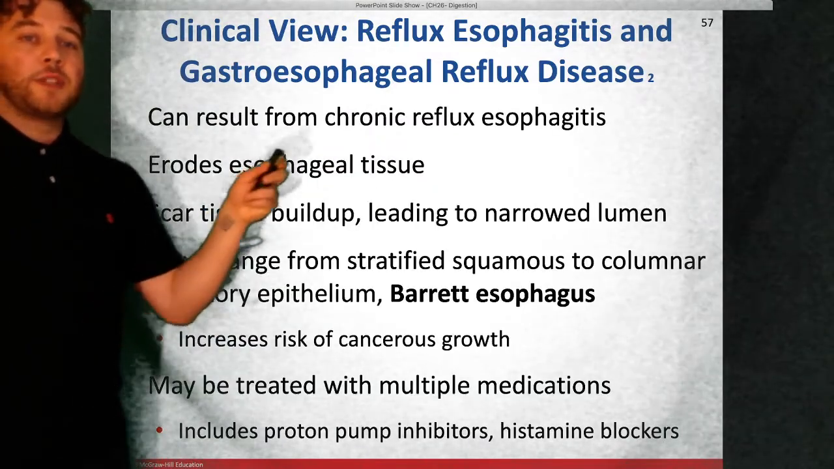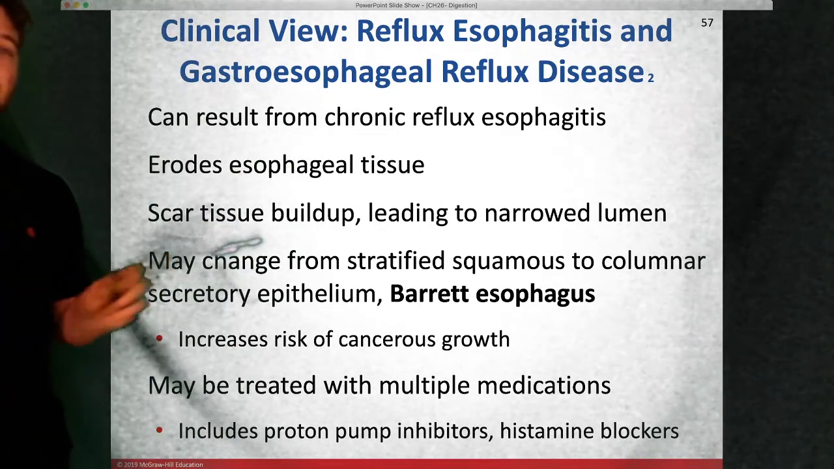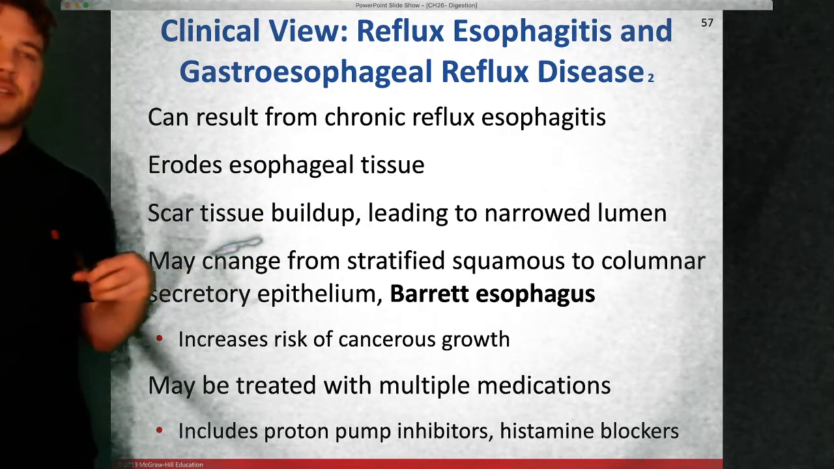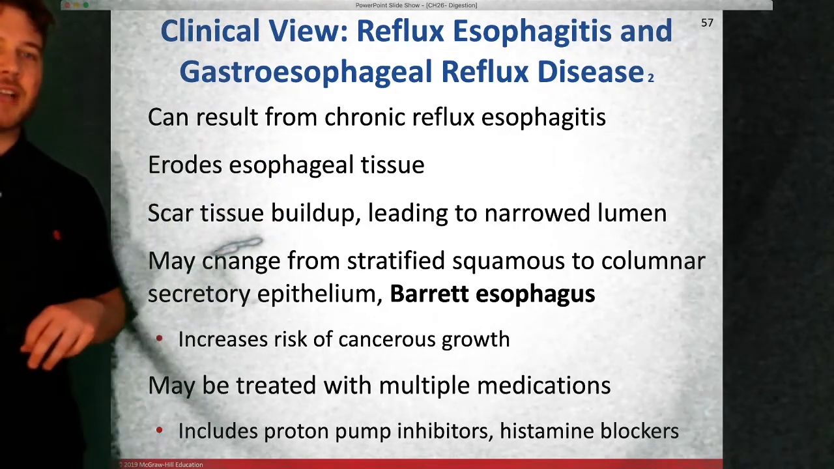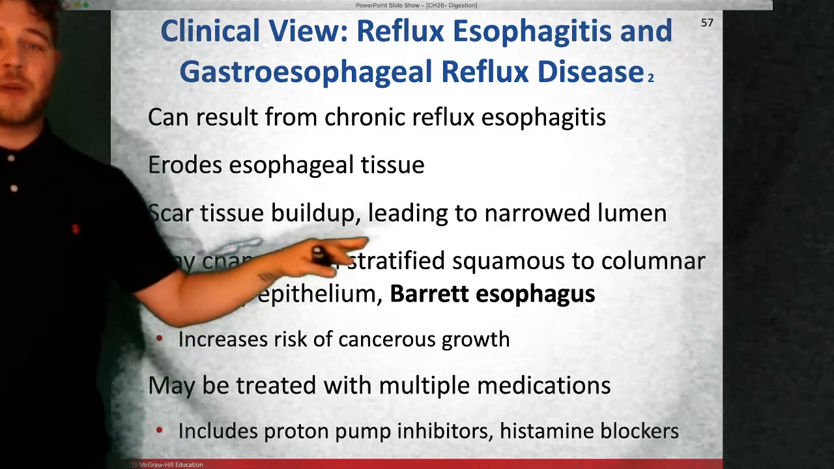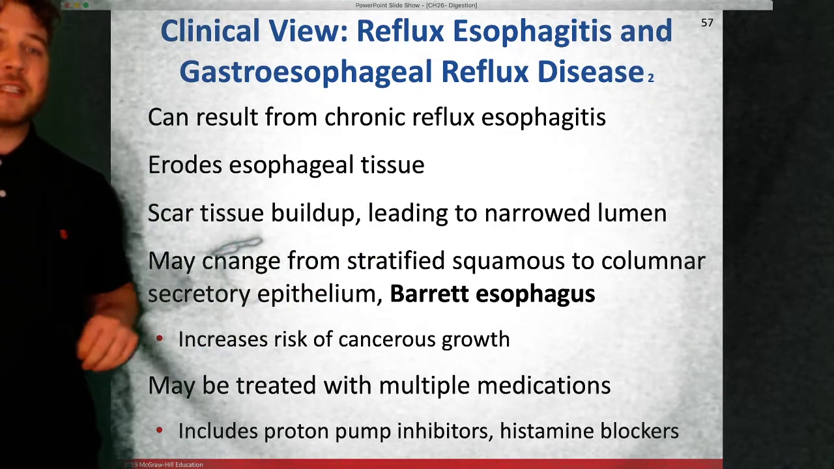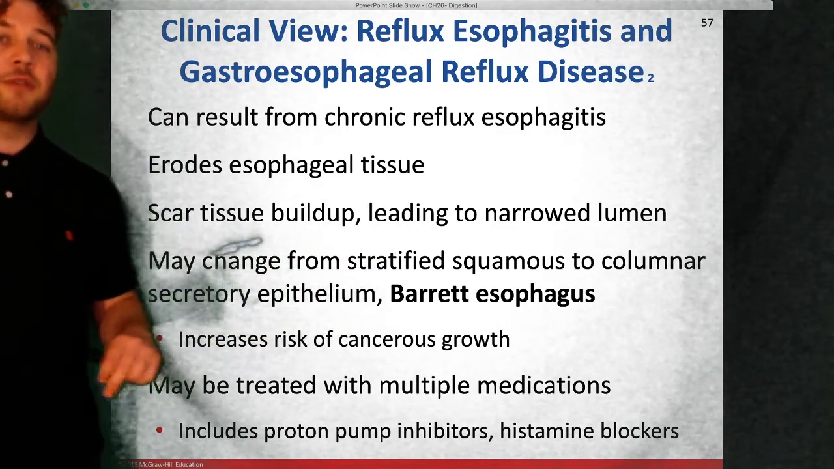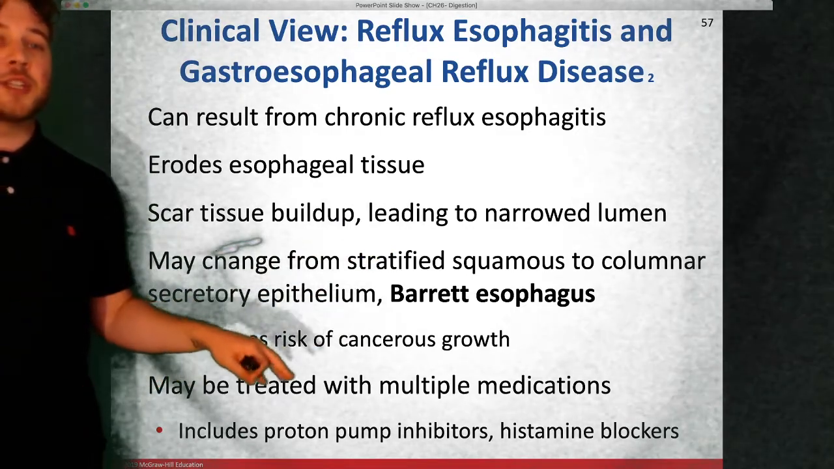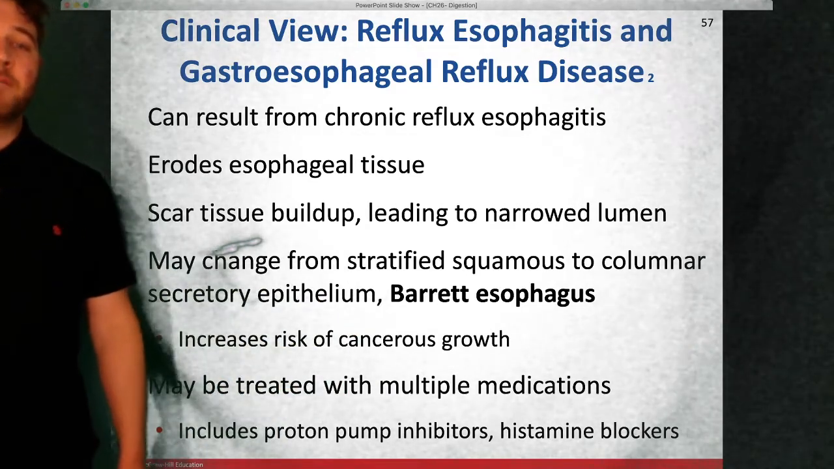This can result from chronic esophagitis. It starts to erode esophageal tissue. Scar tissue builds up, leading to narrow lumen. So this is talking about refluxing too much acid into the esophagus. It can eventually start to change from stratified squamous to columnar secretory epithelium, which is known as Barrett esophagus, increasing the risk of cancerous growth. May be treated with multiple medications, including the proton pump inhibitors and histamine blockers.